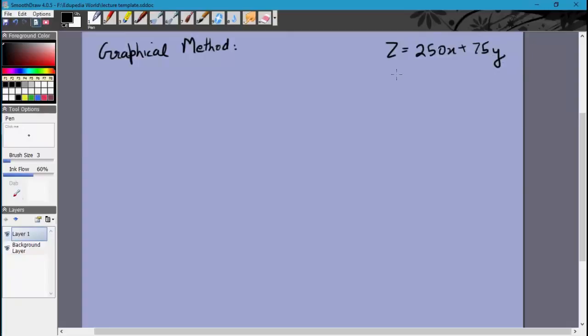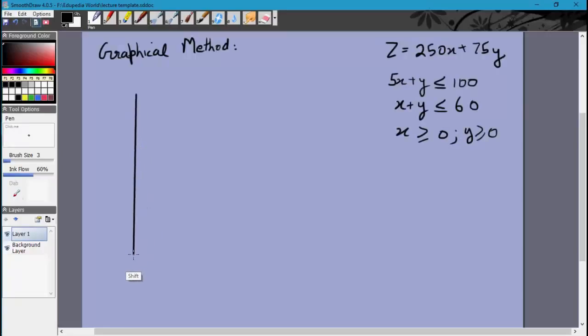Similarly, we are given constraints. The first one turned out to be 5x plus y less than or equal to 100. The other is x plus y less than or equal to 60. Then you have x greater than or equal to 0 and y greater than or equal to 0. These are the four constraints. So the first step is to draw all of these constraints on a graph. My figure will not be completely drawn to scale, so I suggest you draw it yourself and try it. But the important thing is the method of solving the problem.